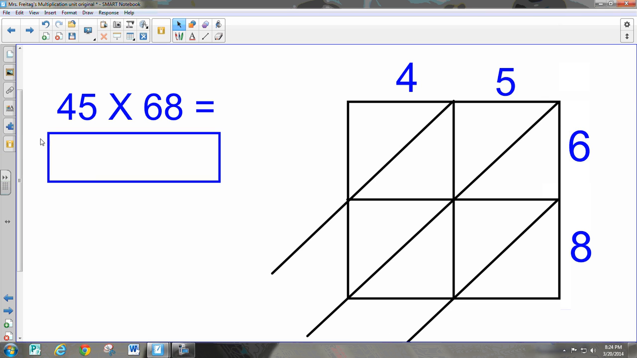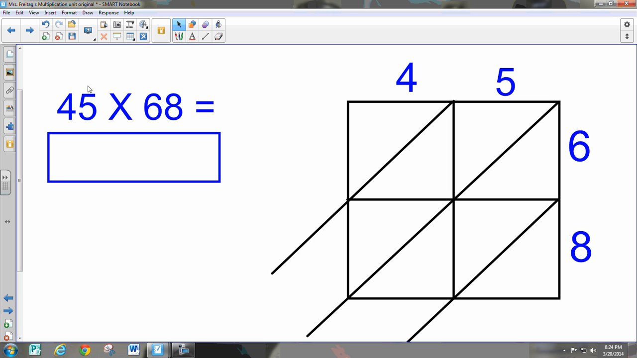This is called lattice multiplication. Lattice multiplication also uses a box. You'll notice that the box looks a little bit different, and the way that we split up our numbers is a little bit different.